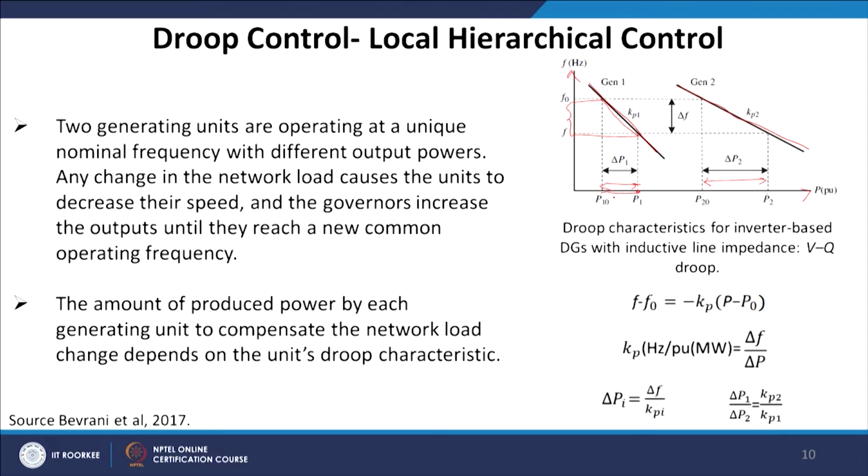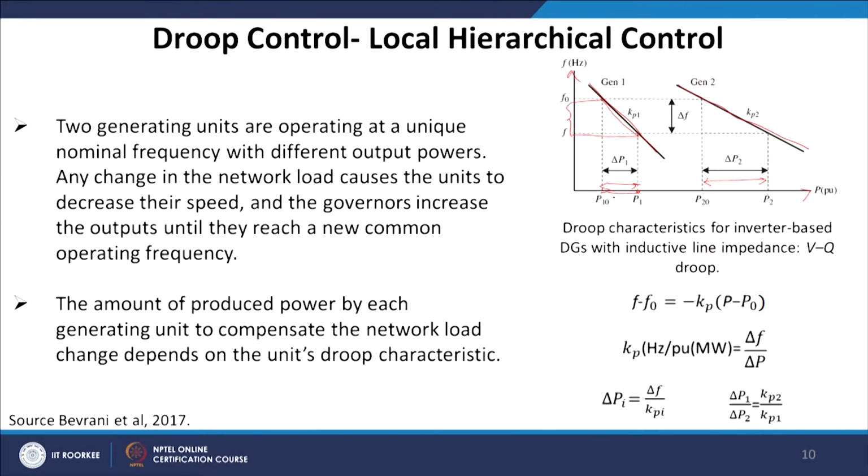Two generating units are operating at unique nominal frequency with different output powers. Any change in the network load causes the units to decrease their speed, and the governors increase the output until they reach a new common operating frequency. So, we have to keep on changing until they both get the new common operating frequency. The amount of power produced by each generating unit to compensate the network load change depends on the unit's droop characteristic.